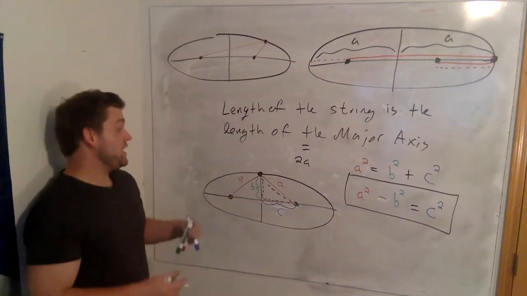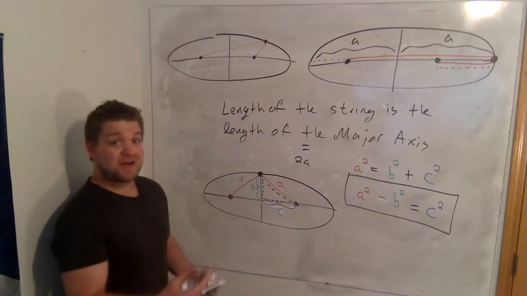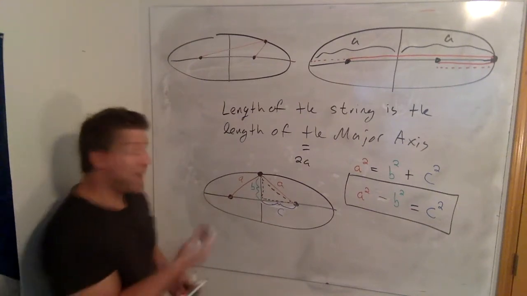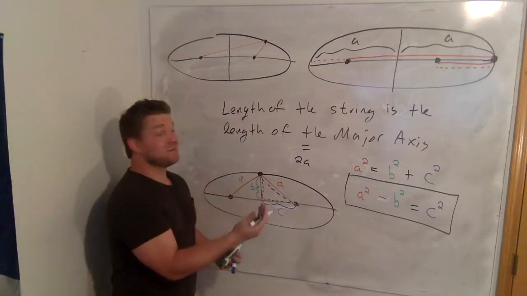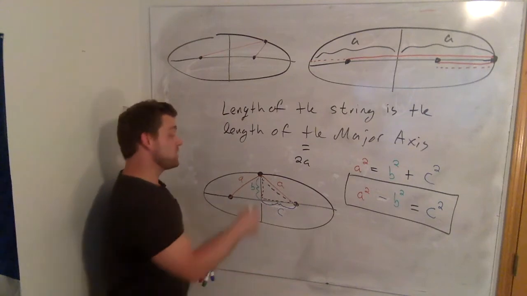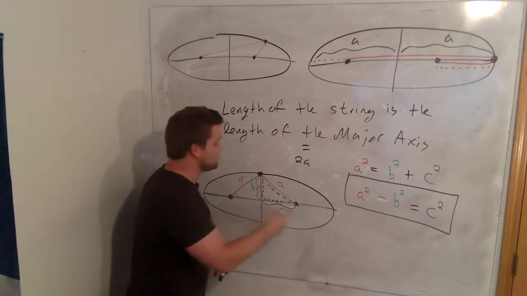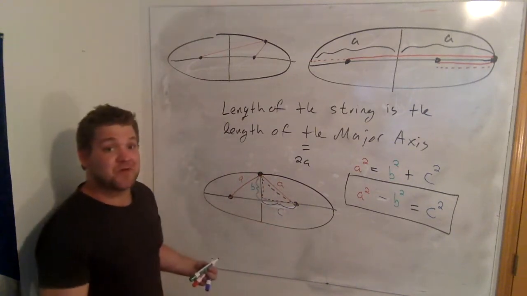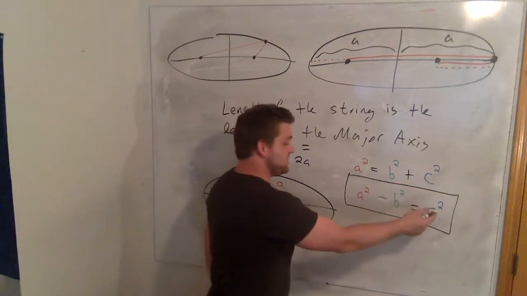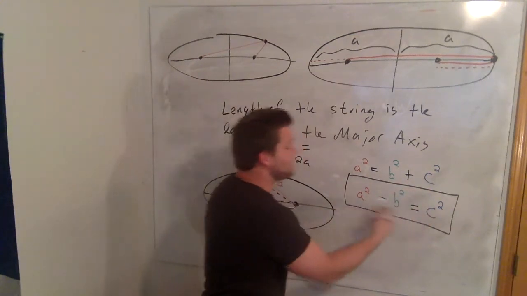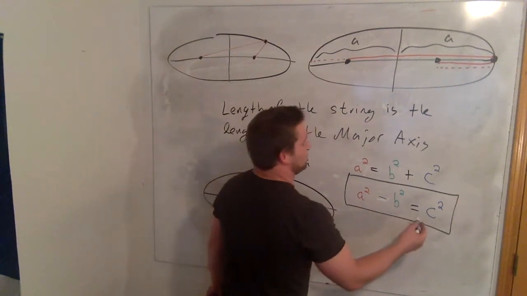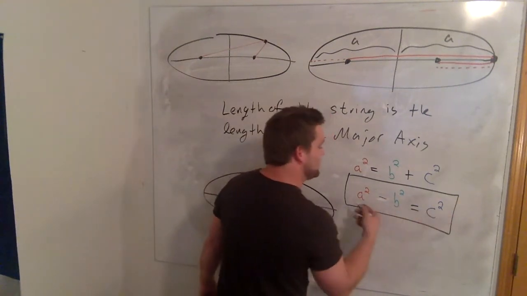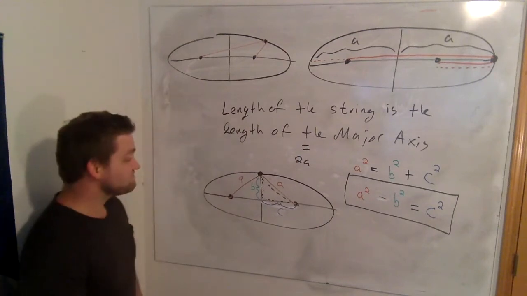But again, it's good to have things memorized, but when I forget something, I go back to the basics. We've got the string, we're creating an ellipse. We can figure out that the length of the string has to be 2A. We put our pencil at this convenient location, we get this beautiful right triangle, apply the Pythagorean theorem, solve for C squared, and we now have a way to figure out what C would be if we know what A and B are.